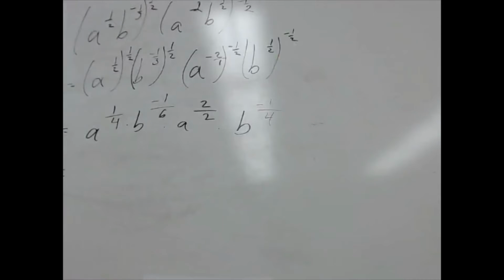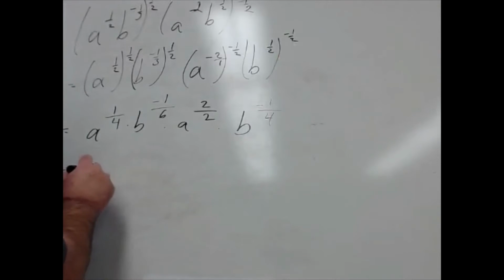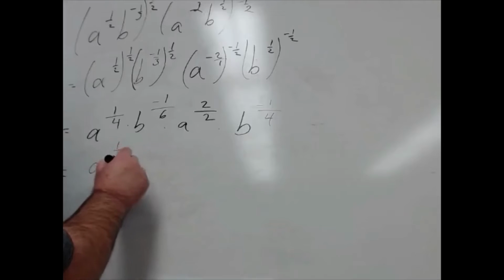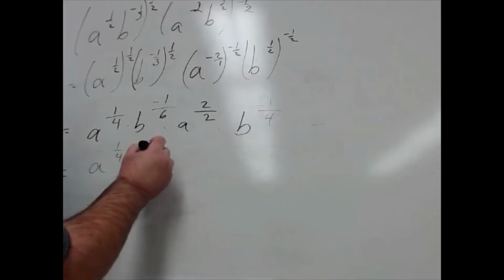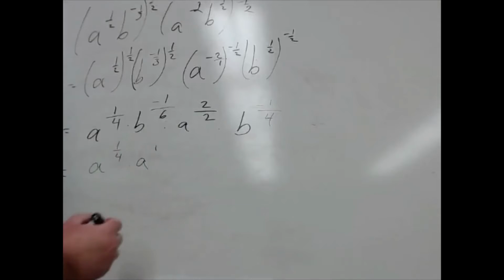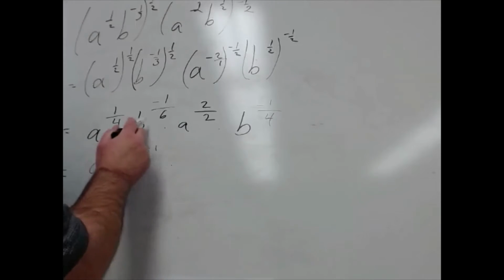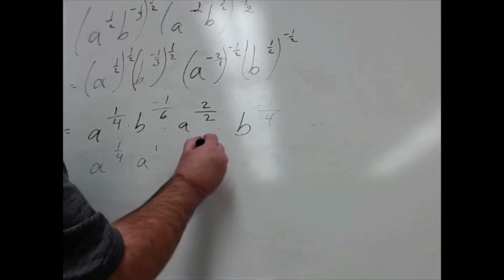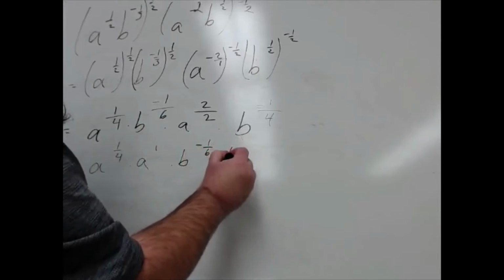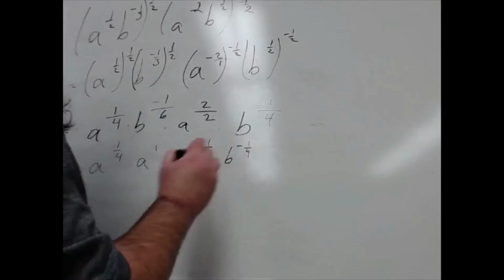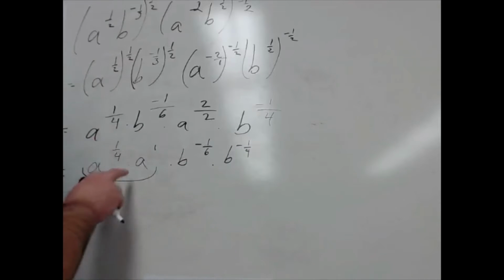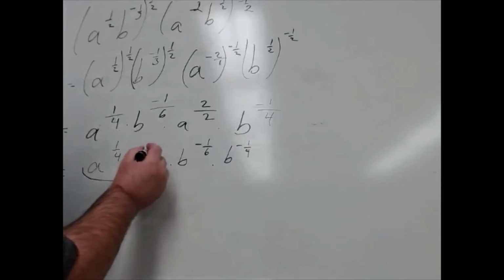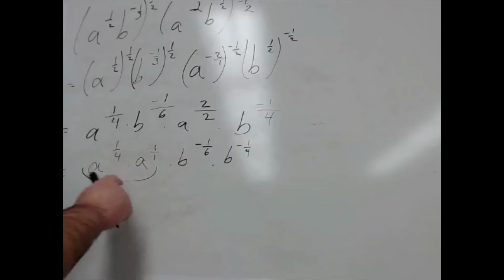I'm going to put my a's together, so this is going to give me a to the 1/4 times a to the 2/2, which reduces to just 1, so I'll leave that as a to the 1 for now, times b to the negative 1/6 times b to the negative 1/4. And now all I need to do is pair these together and add these exponents. So I'm going to do 1/4 plus 1/1.